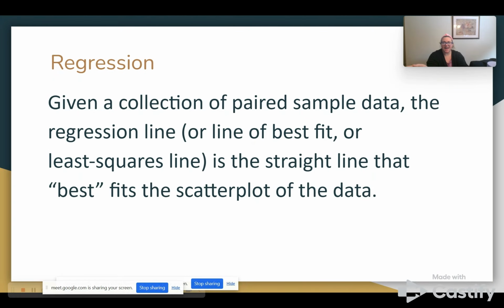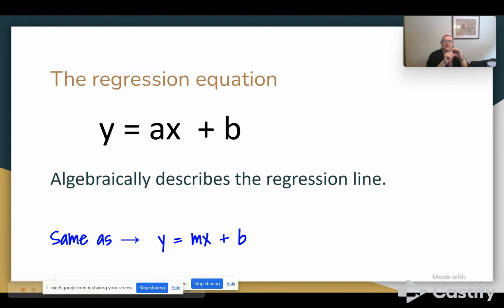Regression is, given a collection of paired sample data, the regression line, which is the line of best fit, is the straight line that best fits the scatter plot. So again, most of you have probably worked in some realm with scatter plots and linear regression. If you took Math 103, you did linear regressions then. So there's that. So this is the regression equation.